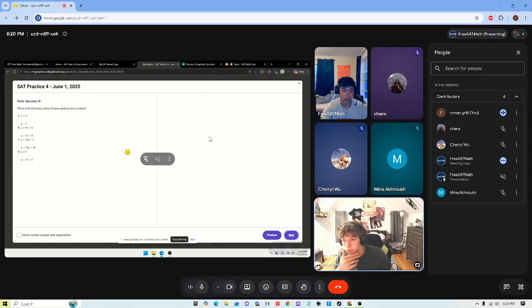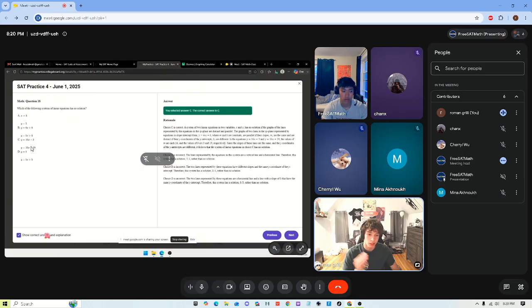With this one we can obviously see that C has the same slope but a different y-intercept, so we don't even have to put that in Desmos and waste our time. But be careful, because sometimes College Board will put in an equation to trick you that has the same slope and the same y-intercept, and that would be infinitely many solutions. So just watch out for that.